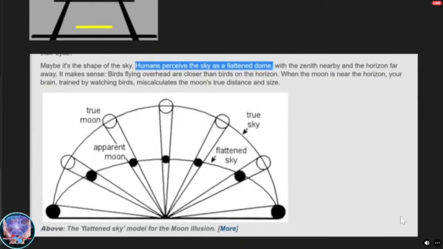Humans perceive the sky as a flattened dome, the zenith nearby and the horizon far away. It makes sense. Birds flying overhead are closer than birds on the horizon. When the moon is near the horizon, your brain, being trained by watching birds, miscalculates the moon's true distance and size. Essentially, this is NASA explaining the same sort of phenomenon as we do.